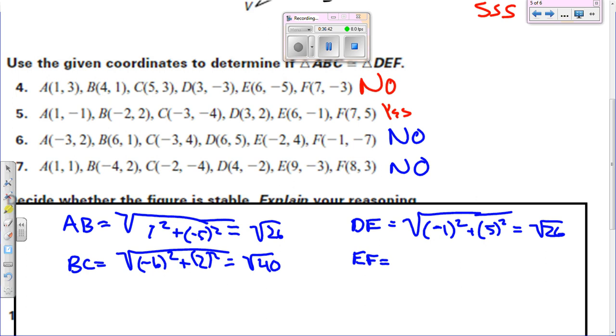And EF equals negative 1 minus negative 2, which would be 1 squared, and negative 7 minus 4, which would give me negative 11 squared. So give me the square root of 122. Negative 7 minus 4 gives you 11. And then negative 1 minus negative 2 gives you positive 1. Yep.